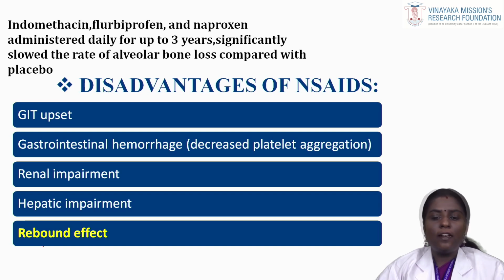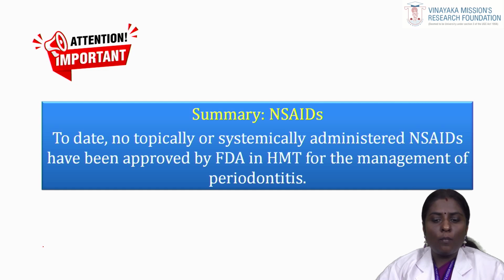The disadvantages of NSAIDs include GIT upset, gastrointestinal hemorrhage, renal impairment, hepatic impairment, and the most important thing is the rebound effect. So NSAIDs have a rebound effect. That means the symptom that persisted previously will start to relapse once we discontinue the drug. That is called the rebound effect. So this is very, very important about NSAIDs.